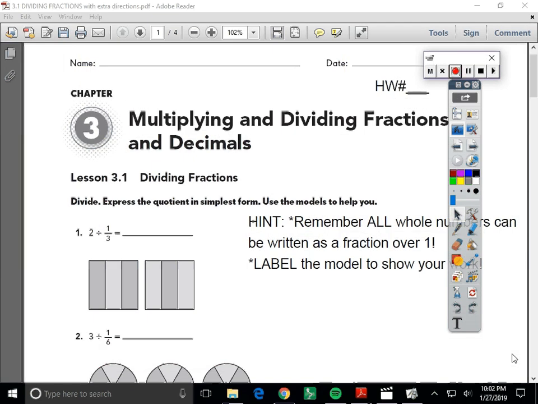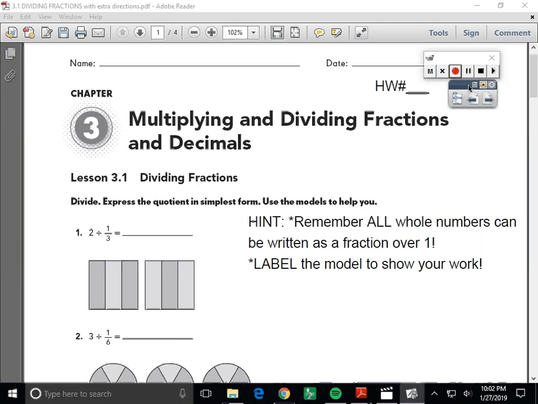Welcome to Lesson 3.1, Dividing Fractions. We are going to work with fraction division in both a model sense and also using multiplication by the reciprocal. Or, again, freeze, change, flip, or keep, change, flip is what the students have learned.